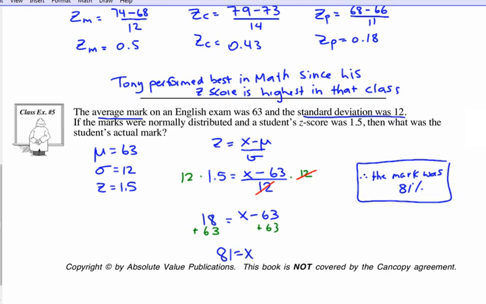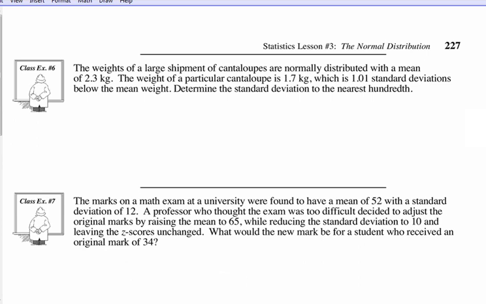Almost done. 2 more questions. The weights of a large shipment of cantaloupes are normally distributed with a mean of, first thing I'm going to write down, 2.3 kilograms. And the weight of a particular cantaloupe is 1.7 kilograms. So they give us the actual weight. That's our X score, which is 1.01 standard deviations below the mean. So that means our Z score is negative 1.01. Determine the standard deviation.